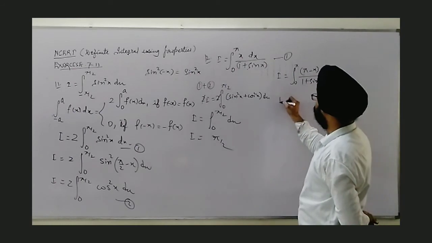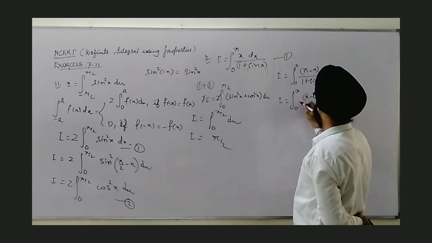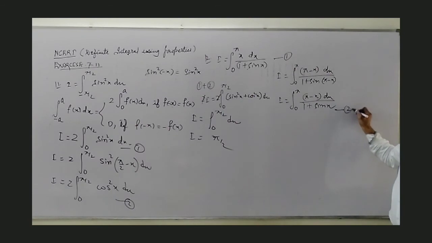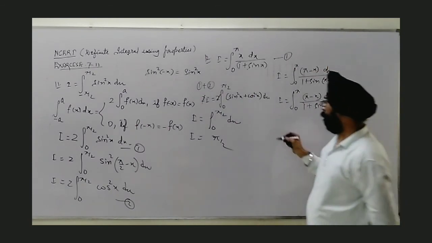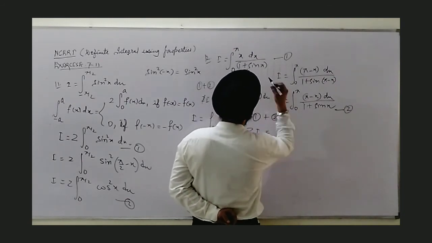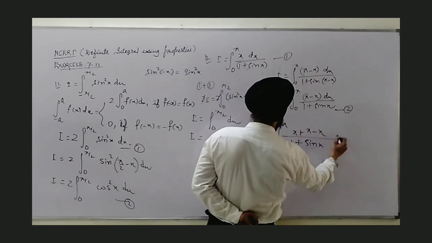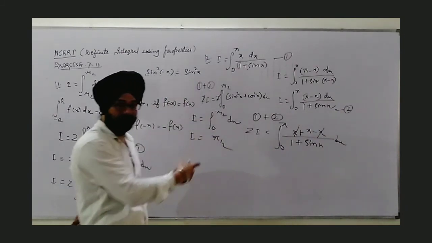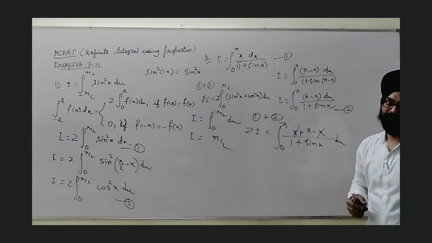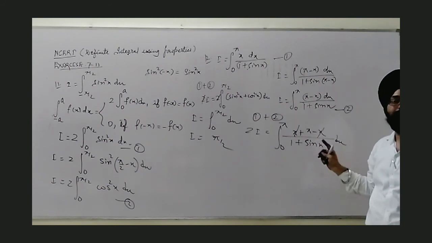So it becomes I equal to 0 to pi of pi minus x as it is, and below 1 plus sin x. This is the final result. So we can add up 1 and 2 once again. So 1 plus 2 gives us 2I equal to 0 to pi of x plus pi minus x upon 1 plus sin x dx. x and x cancel out. You see, in the presence of x it is not very easy to integrate, but we have used the property to eliminate x from the function, which is the unwanted part.